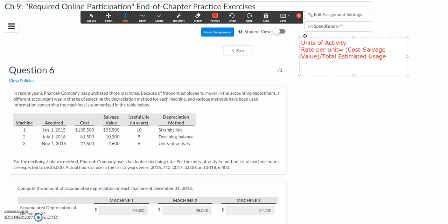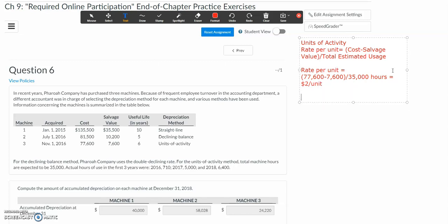So in this example, our rate per unit is going to be 77,600 minus 7,600 salvage value. So our cost minus salvage value. So that's going to give us our 70,000. And we're going to take that 70,000, and in the problem, it tells us that the total machine hours is 35,000 hours. So our rate per unit is going to be $2 per unit or per hour.